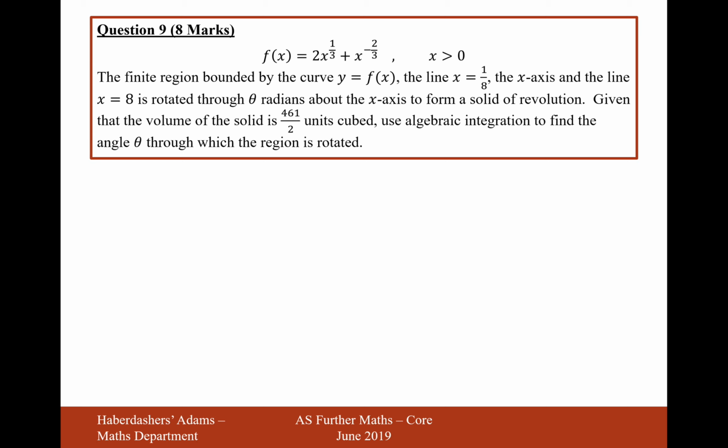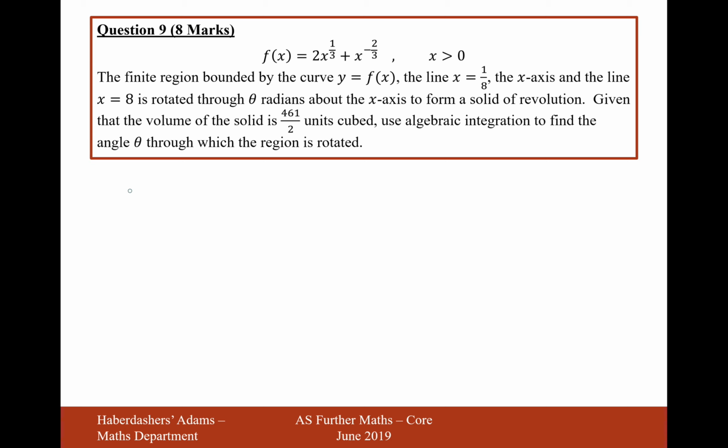So we have f of x equals 2x to the power of a third plus x to the power of minus 2/3, all squared. The finite region bounded by the curve y equals f of x, the line x equals an eighth, the x-axis and the line x equals 8 is rotated through theta radians around the x-axis to form a solid of revolution. Given that the volume of the solid is 461 over 2 units cubed, use algebraic integration to find the angle theta through which the region is rotated.